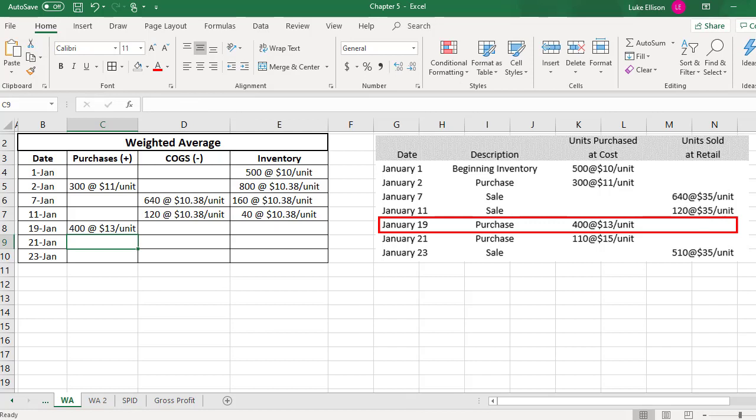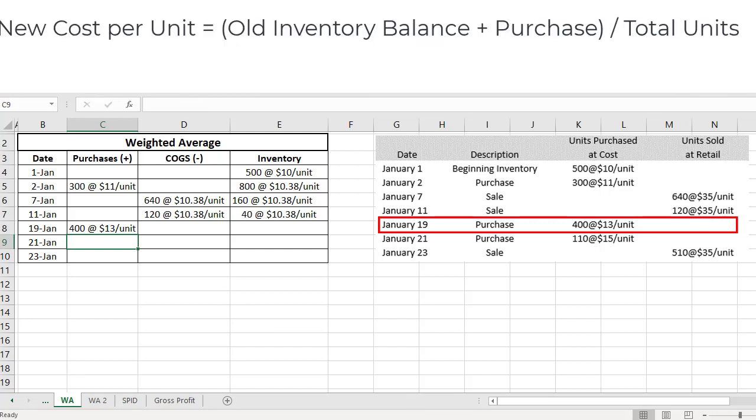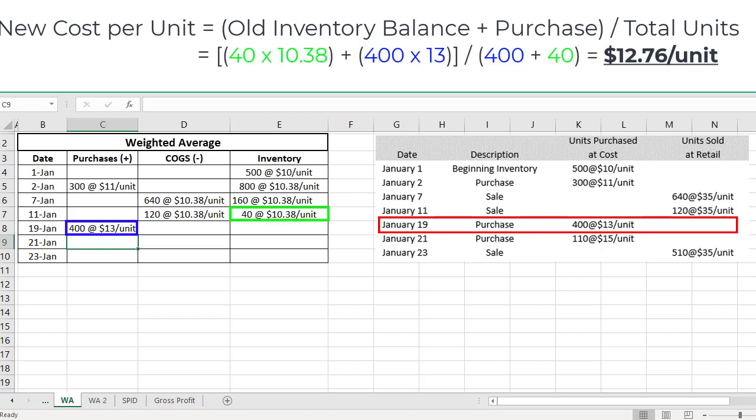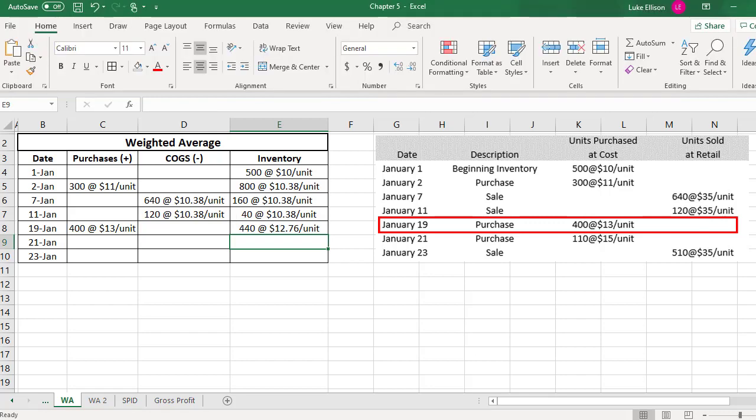Moving on to the inventory column, remember, when using the weighted average method, every time we have a purchase, we need to calculate a new cost per unit of inventory. So we take 40 times 10.38 plus 400 times 13, take that entire quantity and divide it by 400 plus 40, which gets us $12.76 per unit. So that makes 440 units at $12.76 per unit. The 440 units came from 40 units in our previous balance of inventory, plus the 400 purchased on January 19th.